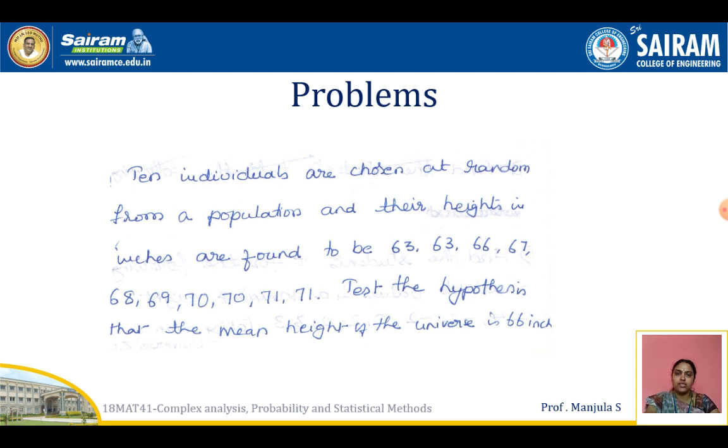10 individuals are chosen at random from a population and their heights in inches are found to be 63, 63, 66, 67, 68, 69, 70, 70, 71, 71. Test the hypothesis that the mean height of the universe is 66 inch. This is the question here.